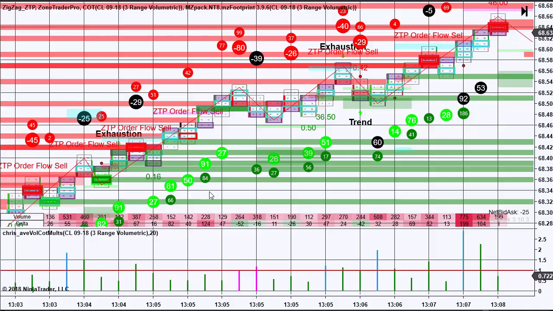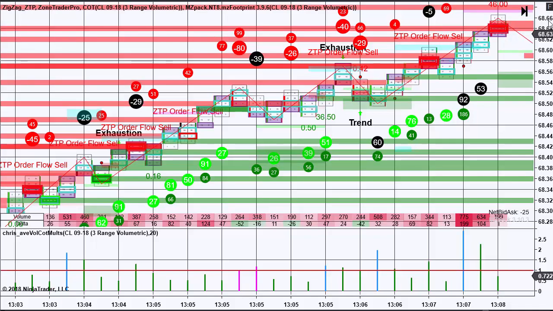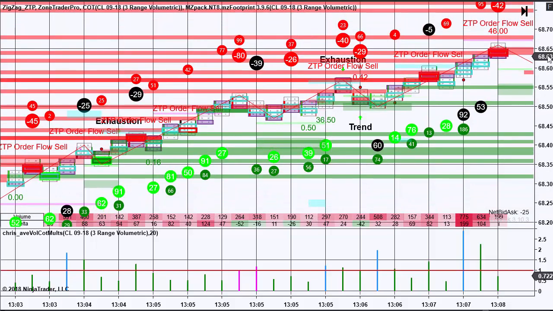And in case you're wondering what that exit would be, the first red extension zones were created over 30 ticks later at 68.64, again at a ZTP order flow sell signal. The other ZTP order flow sell signals that you see here, there appear to be about 5 or 6 of them. None of them occurred with the creation of an extension zone at any of those trades, marking those as questionable about whether or not you'd want to exit the trade at that point.